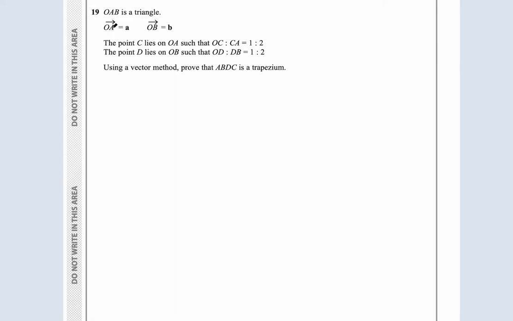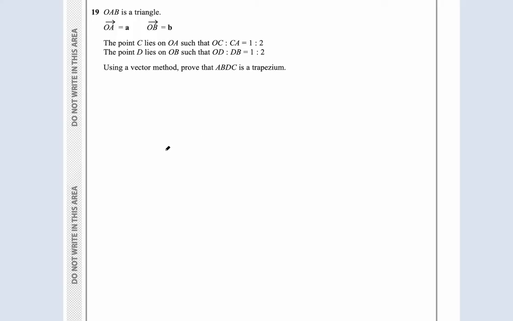Okay, question 19. OAB is a triangle. OA is a, OB is b. The point C lies on OA such that OC to CA is 1 to 2. The point D lies on OB such that OD to DB is 1 to 2. Using a vector method, prove that ABCD is a trapezium.